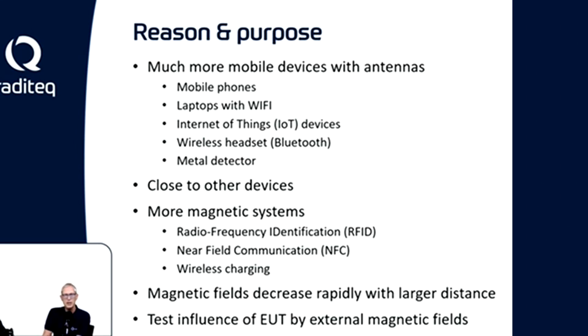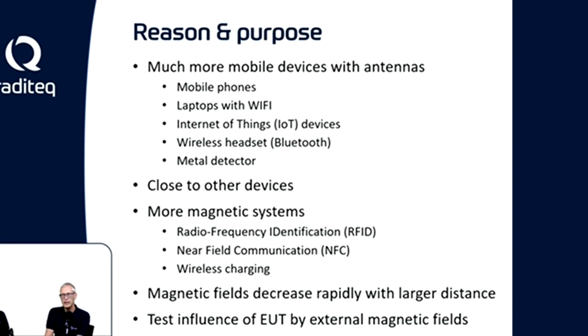The reason and the purpose that these close proximity tests are being performed is that more and more mobile devices with antennas are being used, like mobile phones, laptops, wireless headsets, Internet of Things devices, and also, for example, a metal detector. And those devices, because they are mobile, can become close to other systems. And also, we see an increase in the devices that are using magnetic systems like radio frequency identification systems and near field communication. And also recently we see a lot of wireless charging devices. And especially those devices are generating magnetic fields.